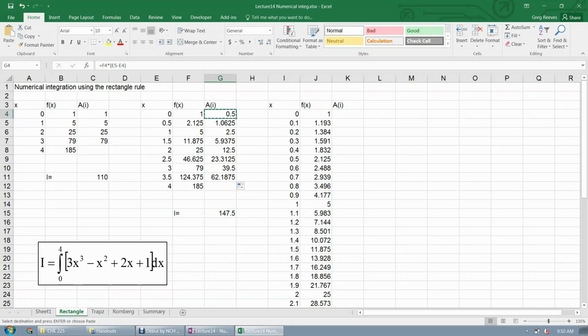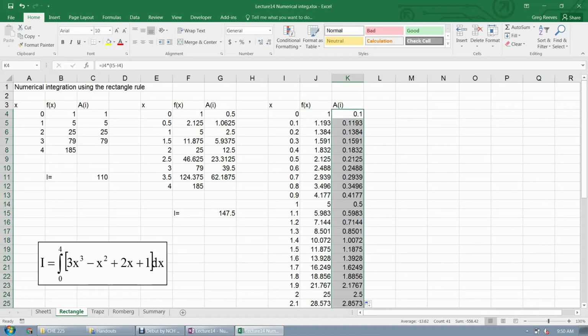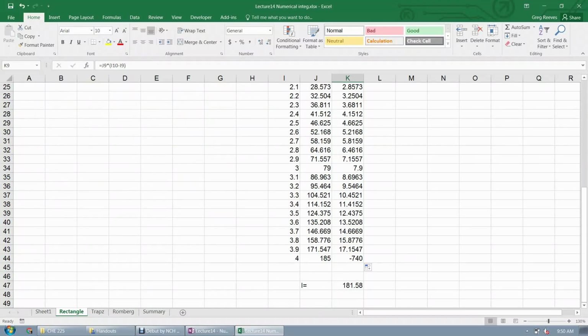Finally, we can take this last set of approximations. Again, you have your f of x i minus 1 times the distance in the subinterval, x i minus x i minus 1. And we can drag that down too, or I can just double click on the little square and it fills down for me. And if I scroll all the way down, we don't want that last point. Now my integral approximation is 181.58.